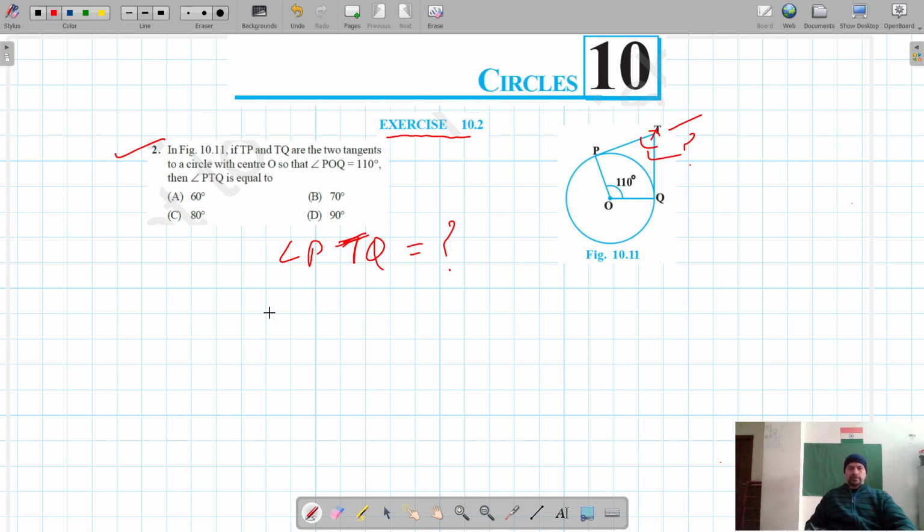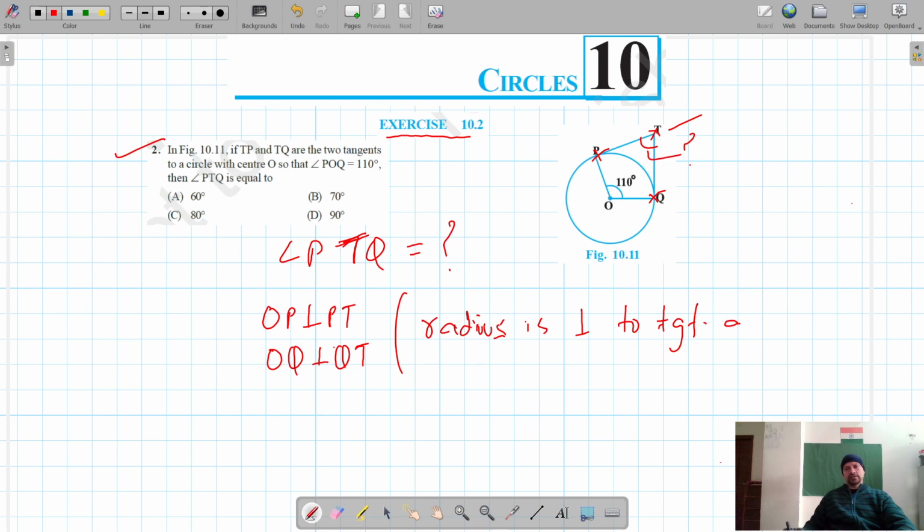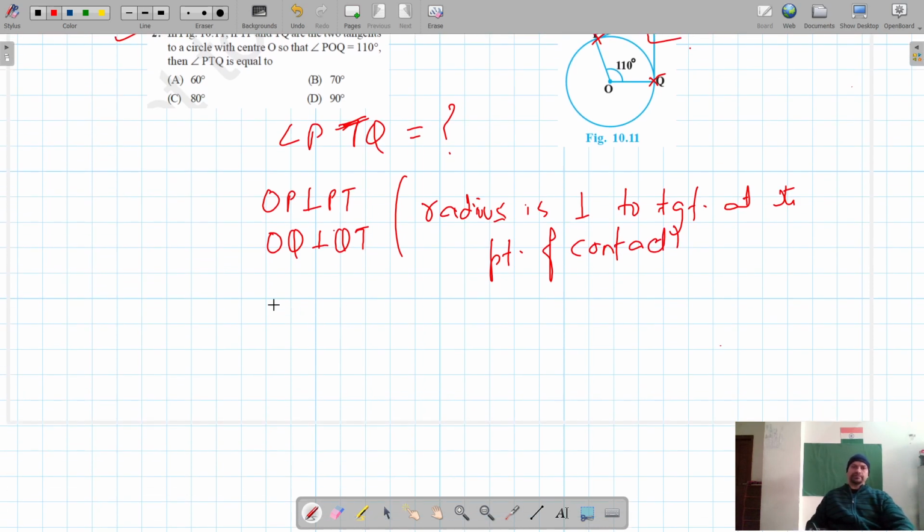Now we all know that OP is perpendicular to PT and OQ is perpendicular to QT. The reason being, OP and OQ are radii, and these are the points of contact, so radius is perpendicular to tangent at the point of contact. So that means angle P is equal to angle Q is equal to 90 degree each.